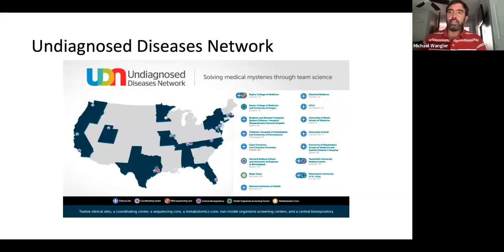And then, as mentioned, I'm also very invested in the Undiagnosed Diseases Network. Harvard has a tremendous involvement in the UDN as a joint clinical site, as well as the coordinating center. And then at Baylor, we have DNA sequencing, one of the clinical sites, and I'm involved in the model organism screening center. There's other centers around, and the UDN is invested in solving the most difficult N of 1 cases, medical mysteries.